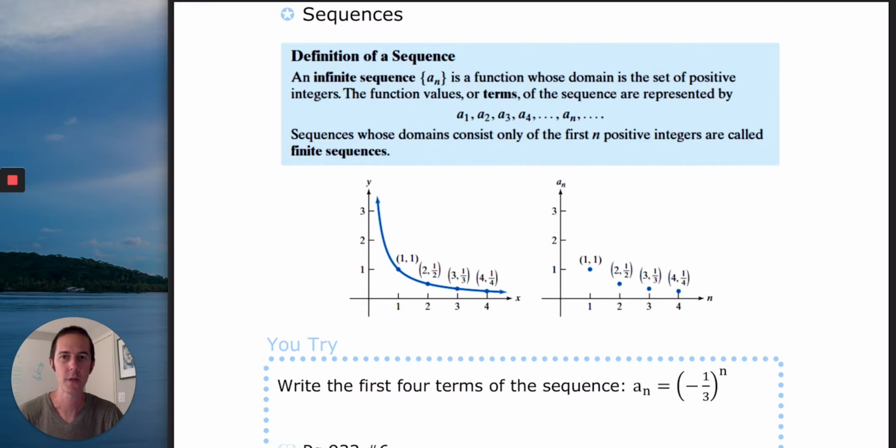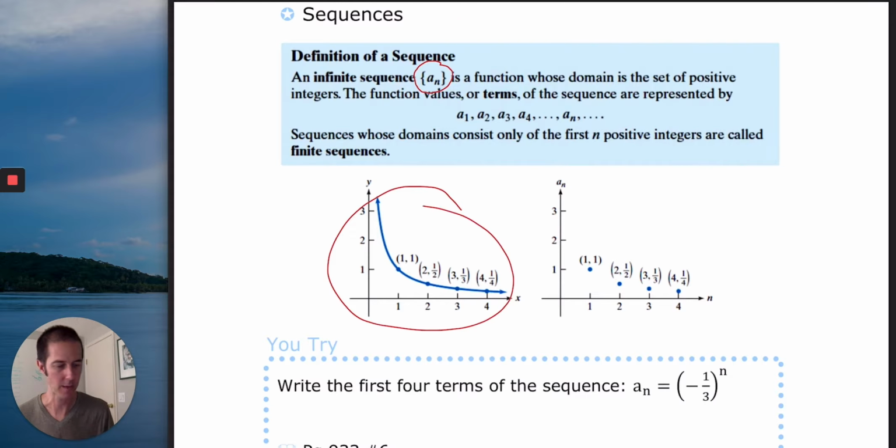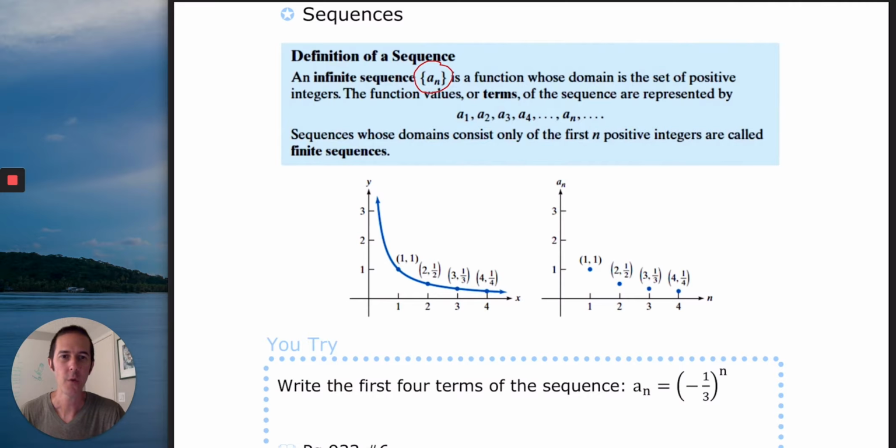So first, let's talk about sequences. The definition of a sequence. First, we're talking about an infinite sequence, and we're seeing this kind of unusual notation here. This is a function. In the truest definition of the word function, for each input value, we're only going to have one output value. So if you were to graph it, it would pass the vertical line test. It's a function whose domain is the set of positive integers, that would be 1, 2, 3, 4, and so on. And the function values, in other words the output values, are called terms of the sequence.